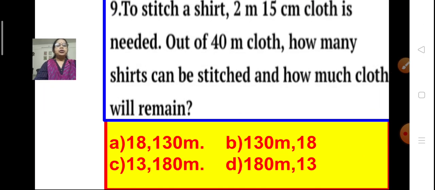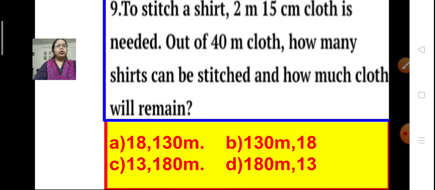Now, a ninth one. To stitch a shirt, 2 meter 15 centimeter cloth is required. Out of 40 meter cloth, how many shirts can be stitched? Okay. To stitch one shirt, 2 meters 15 centimeters cloth is required. So, out of 40 meter cloth, how many shirts can be stitched and how much cloth will remain? So, what we have to do? We have to do the division here. Alright. So, we have to divide the total cloth, that is 40 meter cloth, by the cloth needed to stitch one shirt, that is 2 meter 15 centimeter. Alright. And that will give us the answer.